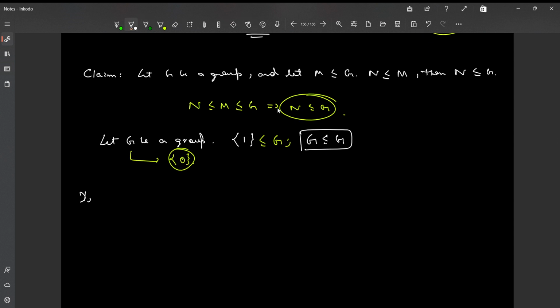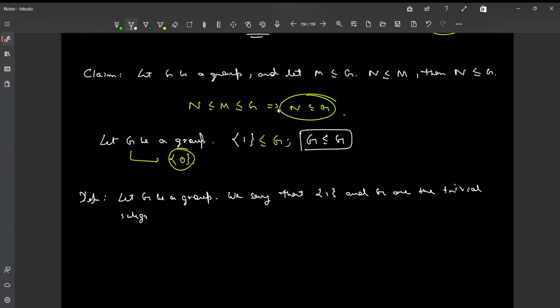Okay. So let me just state it as a definition. Let G be a group. We say that the identity set and the whole group are the trivial subgroups of G. I shouldn't have used the term definition, because that's sort of a statement. Any subgroup of G other than these two are called the non-trivial subgroups of G, and that's quite obvious, right?